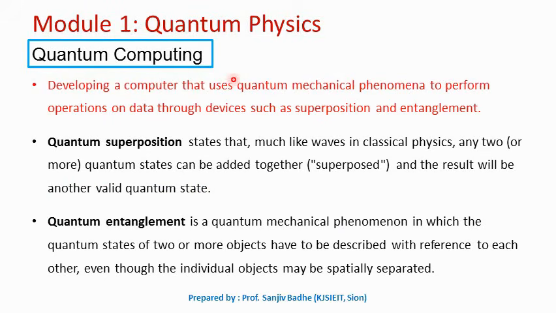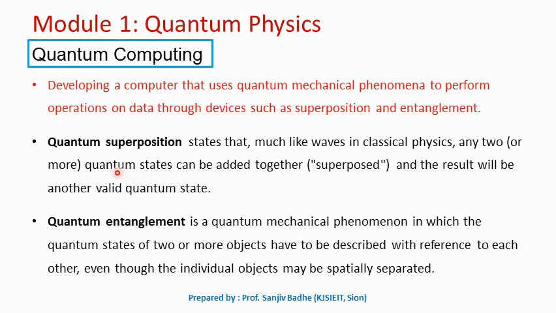What is quantum computing? Quantum computing means developing a computer that uses quantum mechanical phenomena to perform operations on data through devices such as superposition and entanglement. Quantum superposition states that, much like waves in classical physics, any two or more quantum states can be added together, that means superposed, and the result will be another valid quantum state. So, this is the meaning of quantum superposition.